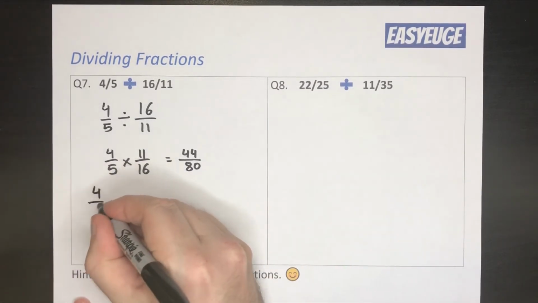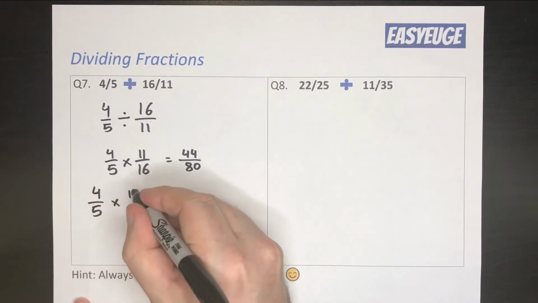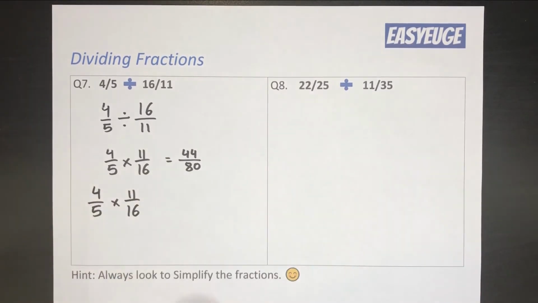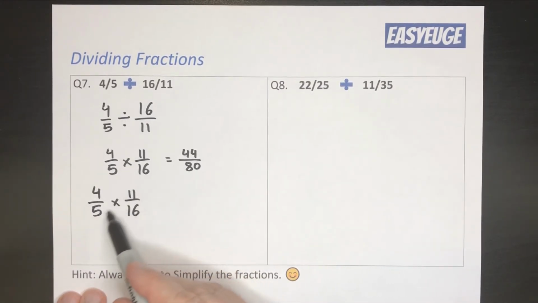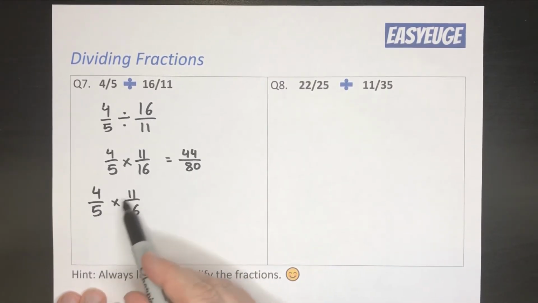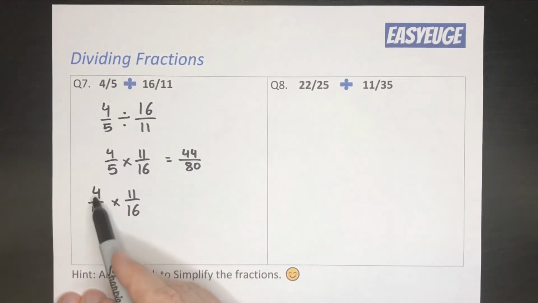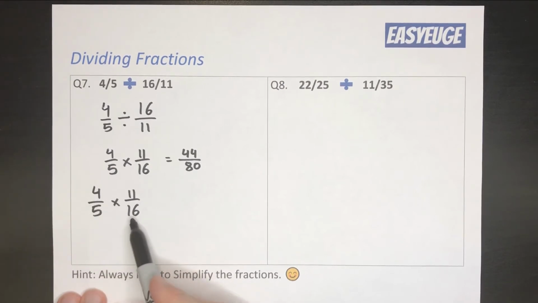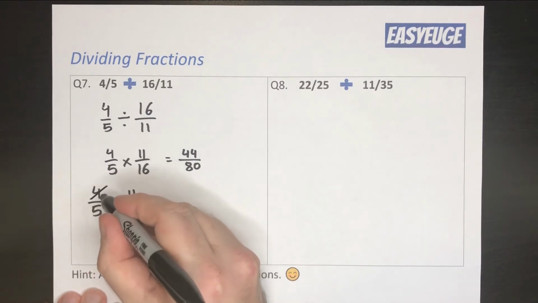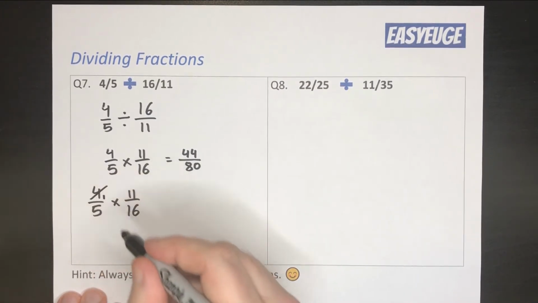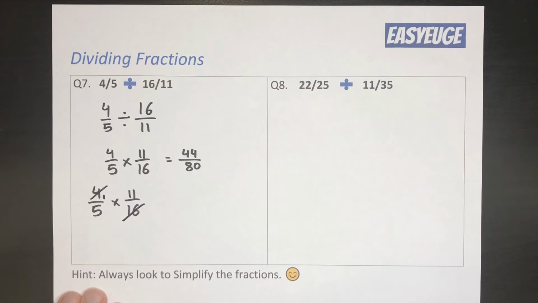Let me write that down, 4 over 5 multiplied by 11 over 16. This is what we had. Let's look for similarities between these two diagonal numbers. There's no similarities there. 5 and 11, they're not multiples of each other. But the 4 and the 16, 4 can divide into 16. So what I'm going to do is divide that 4 by 4 and make it a 1, and divide this 16 by 4 and make it a 4. Let's see what that looks like.